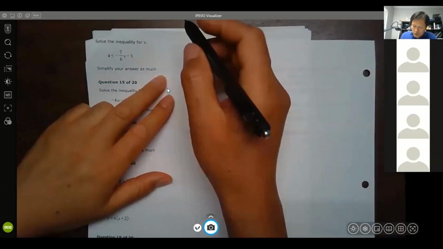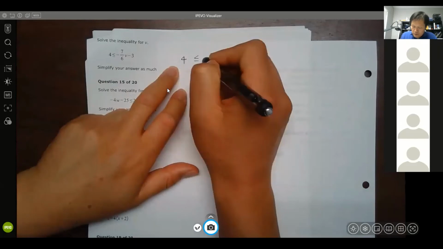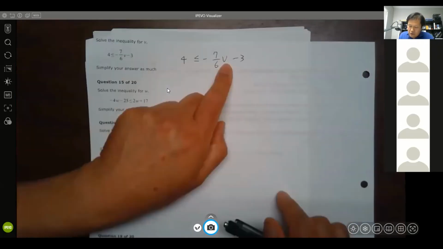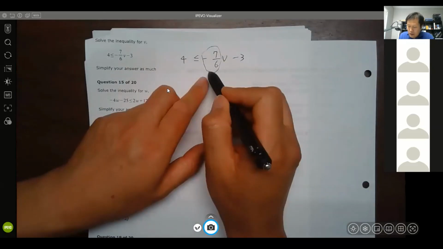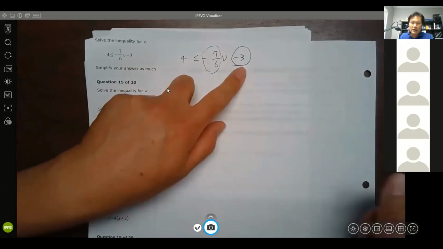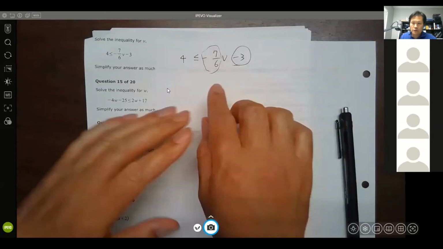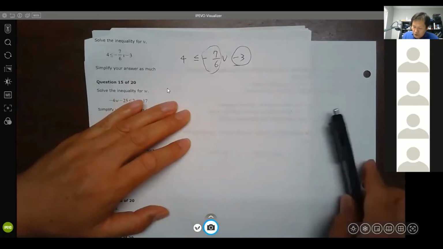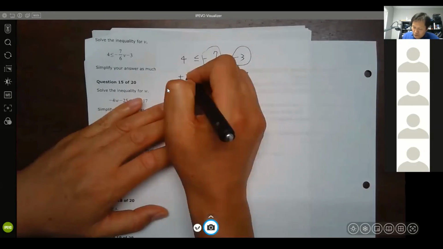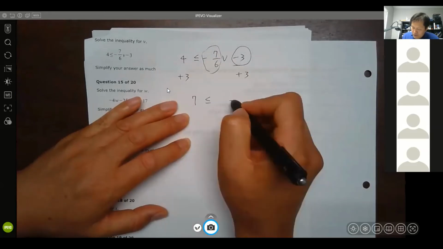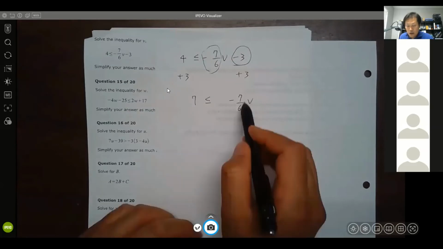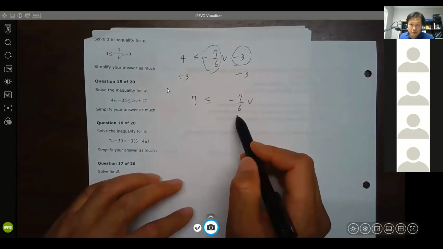Okay, going over here, guys. Solving for v, what does that mean? You have to get rid of the minus 3 from the right-hand side so v is left by himself. You have to deal with the minus 3 first. Add 3 to both sides. 7 is less than or equal to minus 7/6 v. Time to get rid of minus 7/6. You want to multiply by the reciprocal on both sides.